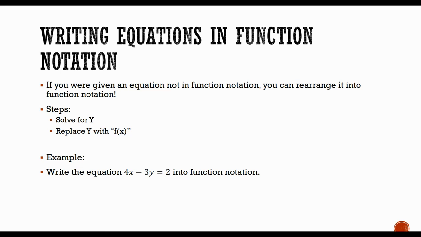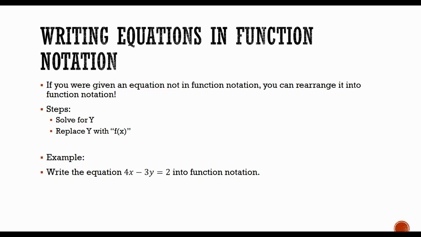Now you can also take any given equation and switch it into function notation. If it's not already solved for y, we can do that. In order to write something in function notation, you're going to solve for y, and then just drop off the y and replace it with f of x. That's what makes this function notation. So for our example, write the equation 4x minus 3y equals 2 in function notation.